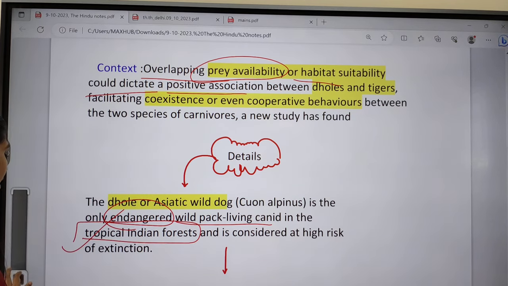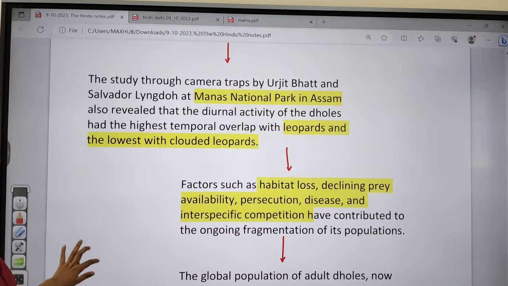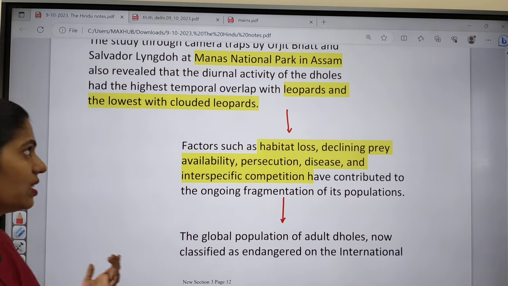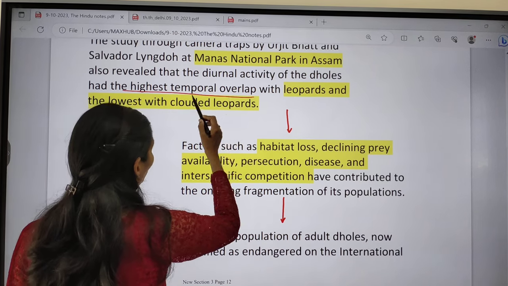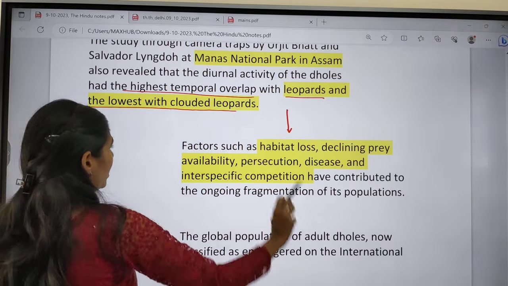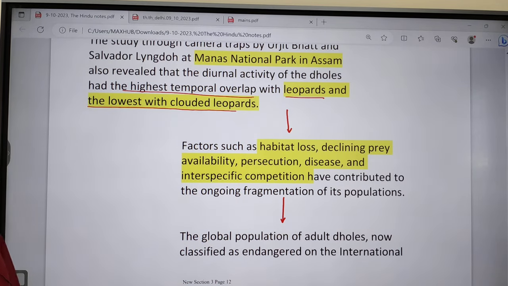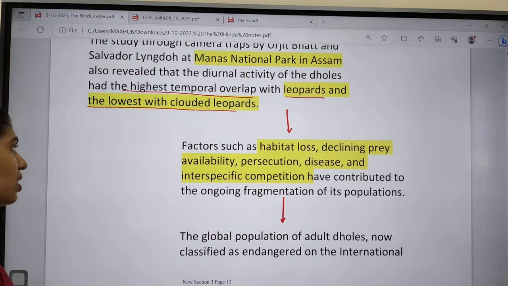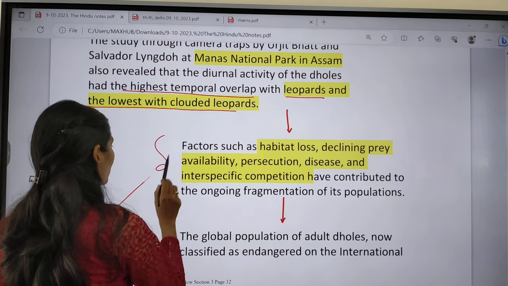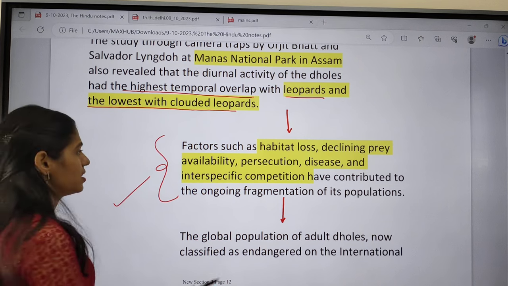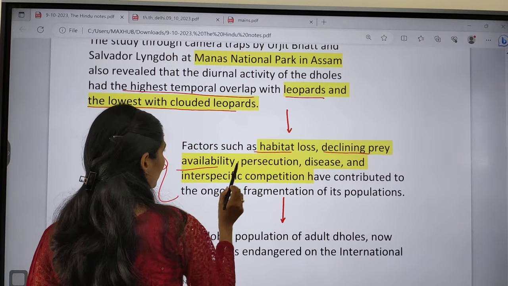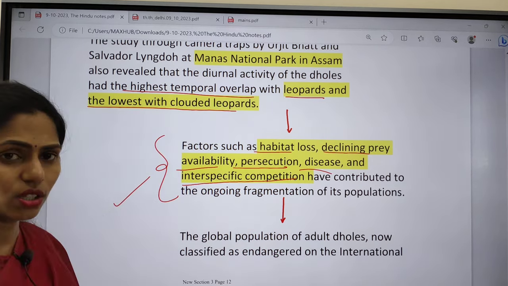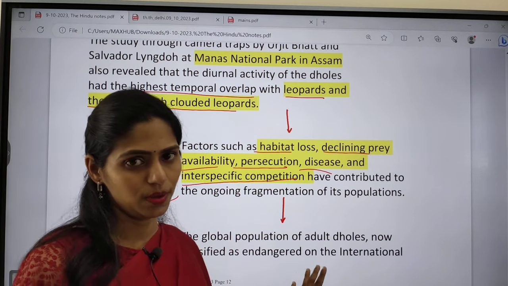The study was mainly done using camera traps in Manas National Park. They said that because of the diurnal, that is day, activity of these dholes, they had high temporal overlap with leopards and clouded leopards. There is a more convenient combination between this dog and the leopard, but a decreased connection with the clouded leopard. But there are some factors affecting the relationship and the number of these wild dogs: habitat loss, declining prey availability, persecution, disease and interspecific competition. These are the leading causes of increasing fragmentation of its population.